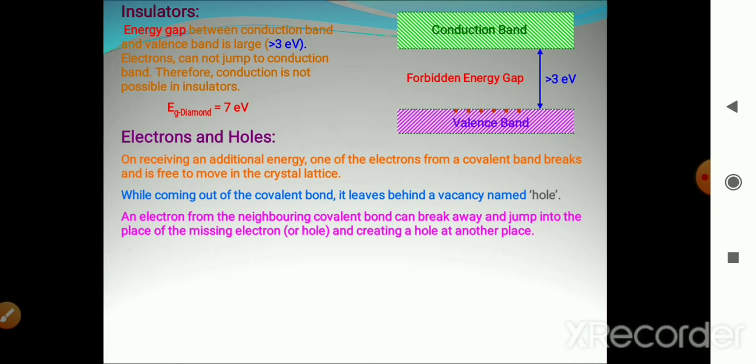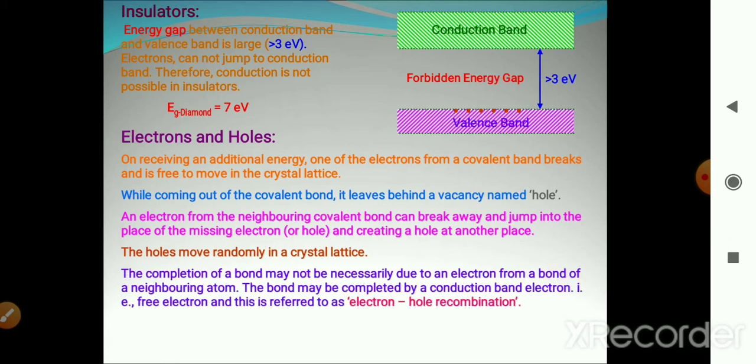Now, electrons and holes. As I have already told you, holes are nothing but the absence of electrons, or vacancy of electrons. So, holes are treated as positively charged. They are also charge carriers. Now, when a hole is created, the electrons from neighboring bonds have a tendency to jump into these holes, and this is called electron-hole recombination.